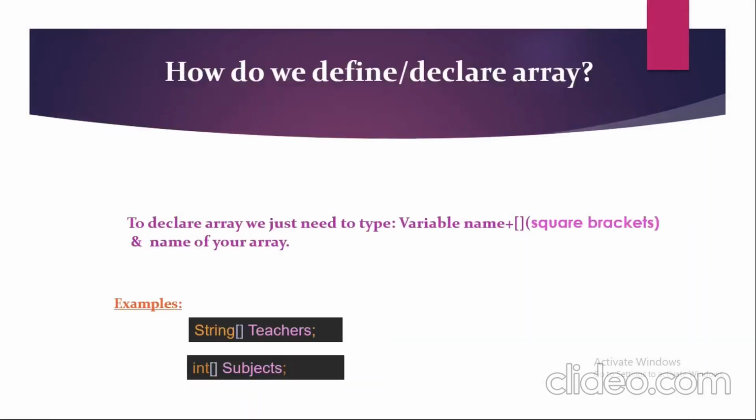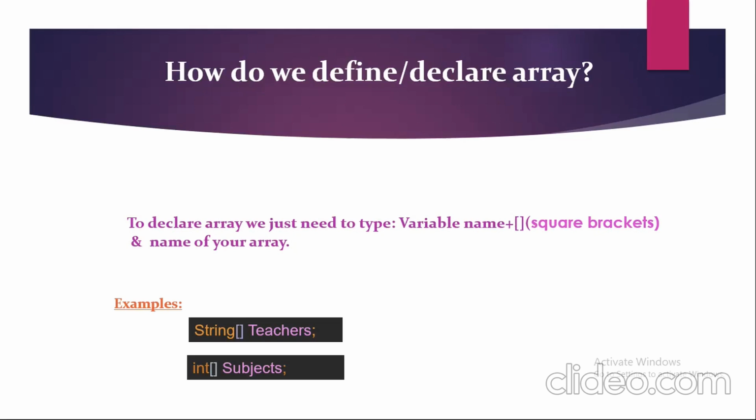So how do we define or declare array? As I just demonstrated verbally, to define the array, you just need to type the variable type. It can be a string, integer, float, double, anything, and then the open and close square brackets, space, and the name of your array. Here in the example, you can see I've taken two examples. First is String teacher, and then int subject. In the teacher, in the strings, you can write the teacher's name. In the subjects, you can write the number of subjects like 1, 2, 3, 4, 5, right? So this is how we declare.